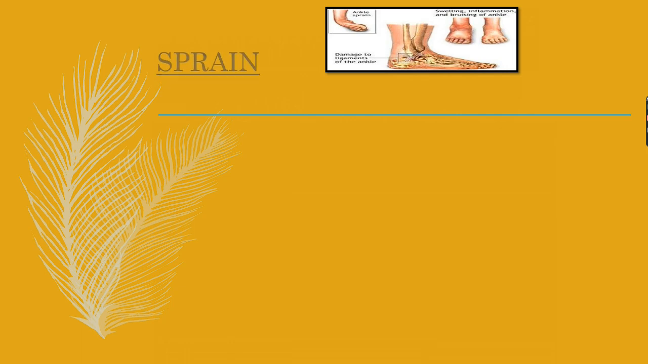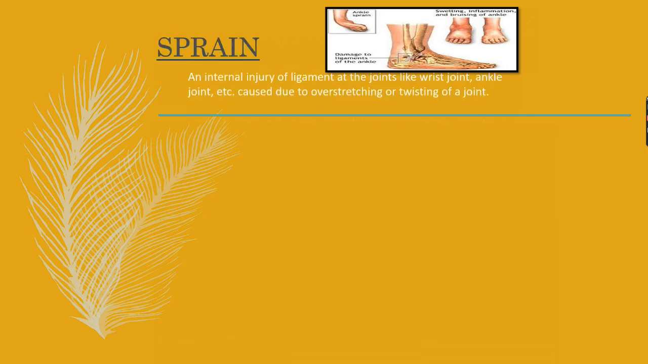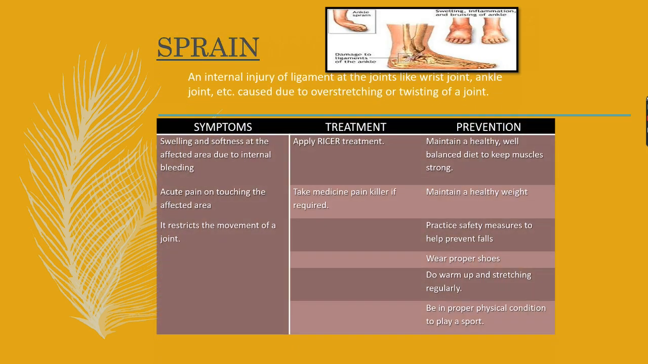Sprain. An internal injury of a ligament at joints like the wrist joint, ankle joint, etc., caused due to overstretching or twisting of a joint. Symptoms, treatment, prevention. Swelling and softness at the affected area due to internal bleeding.